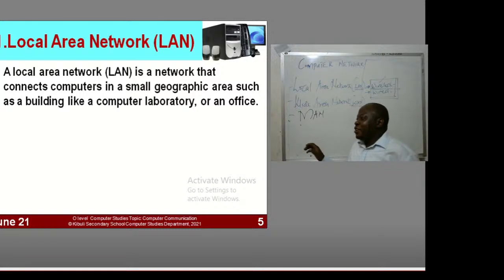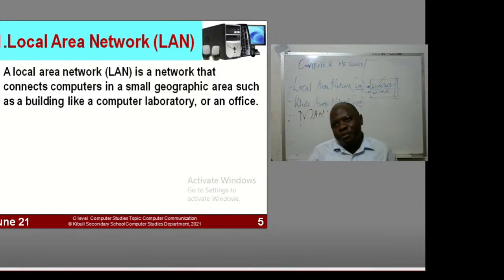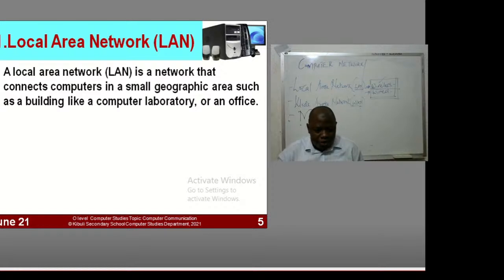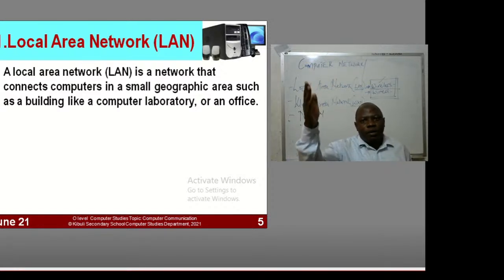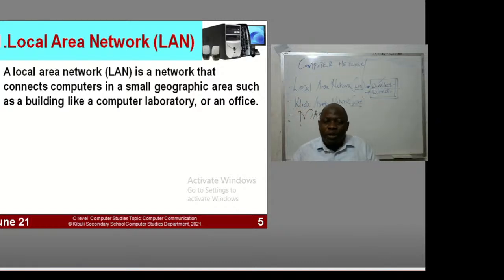But then you may be in a building, you may be in a space. Today you can have a network anywhere. But then we are looking at a small building, maybe like our computer lab. Then it can be an office, maybe the head teacher's office, or any other. It may be an office at work. We have seen people in banks, they have a network. So it's a building where they have a network.